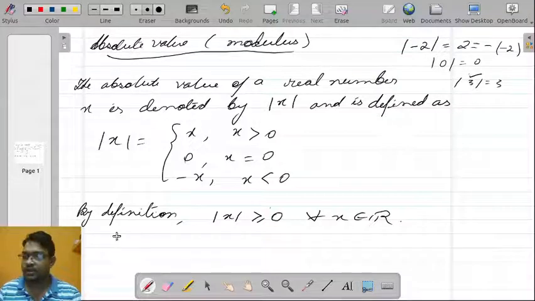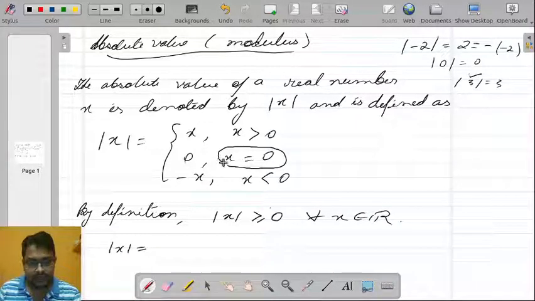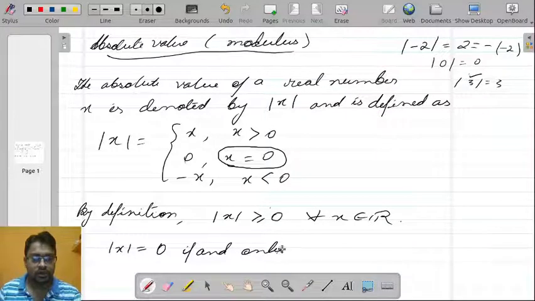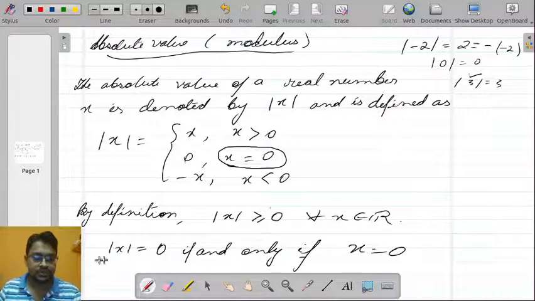Another property that follows is mod x. The value of mod x is 0 in only one case, when x equal to 0. So mod of x equal to 0 if and only if x equal to 0. The meaning is, if mod x is 0, then x has to be 0, and the other way, if x is 0, then mod x has to be 0. So this is an if and only if type.